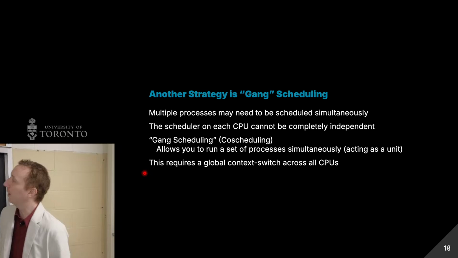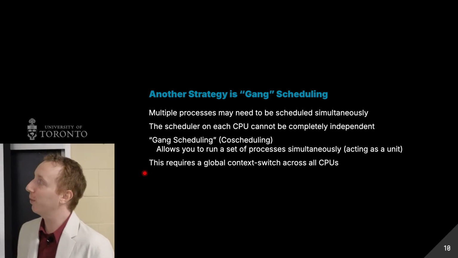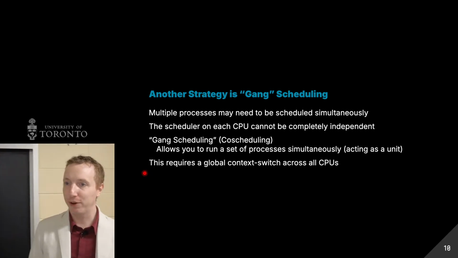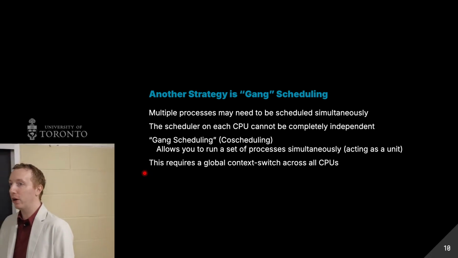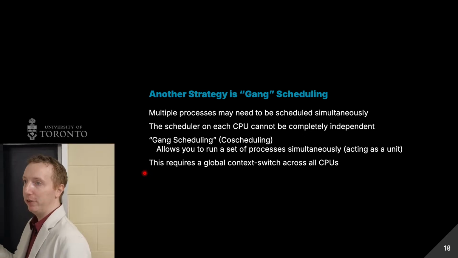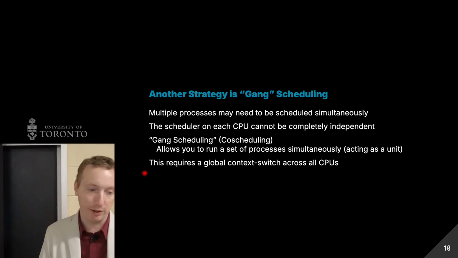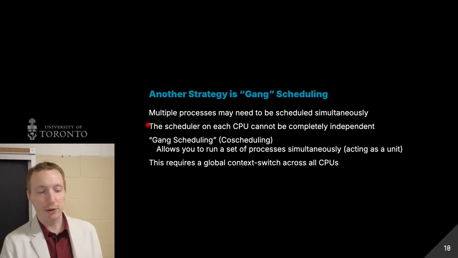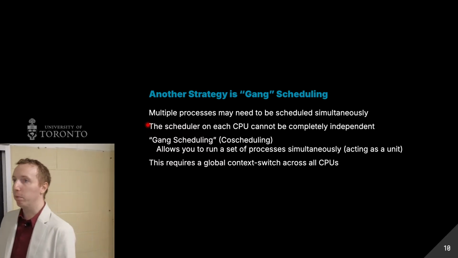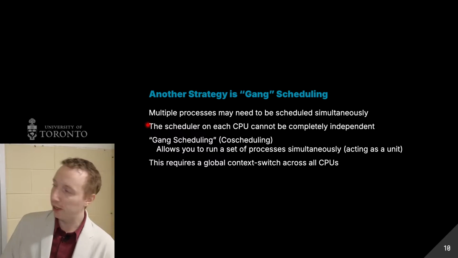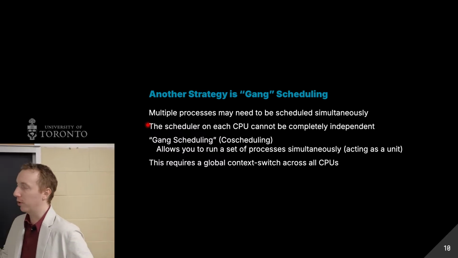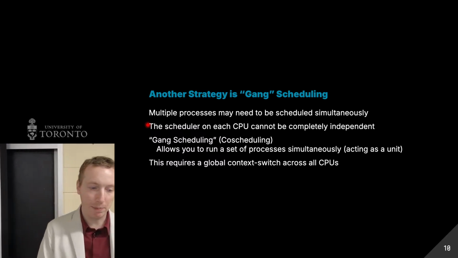All right, speaking of cool terms, another strategy is called gang scheduling. Sometimes I might have multiple processes that need to be scheduled all together. Maybe they all depend on each other. They'd all need to be running at a certain time. So the scheduler on each CPU cannot be completely independent if everything needs to be scheduled together. So I could do something called gang scheduling or co-scheduling. That might be an option on some operating systems.